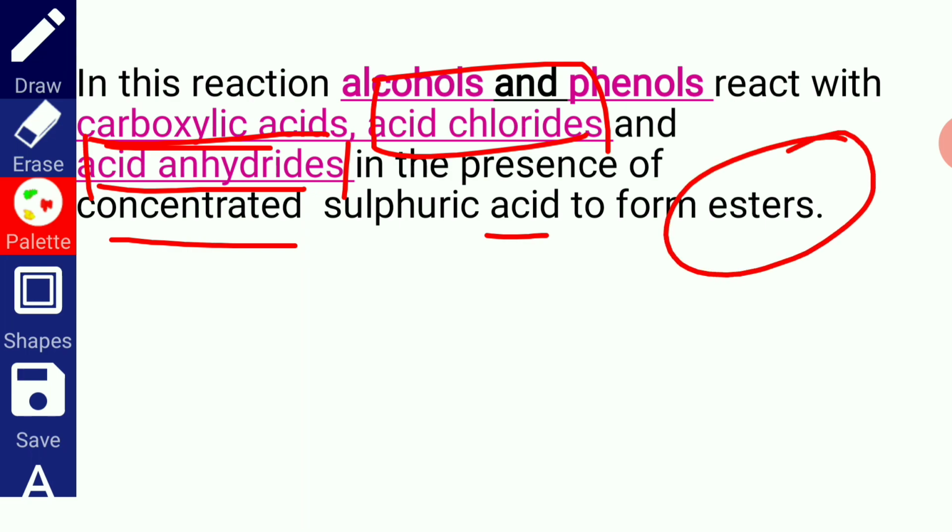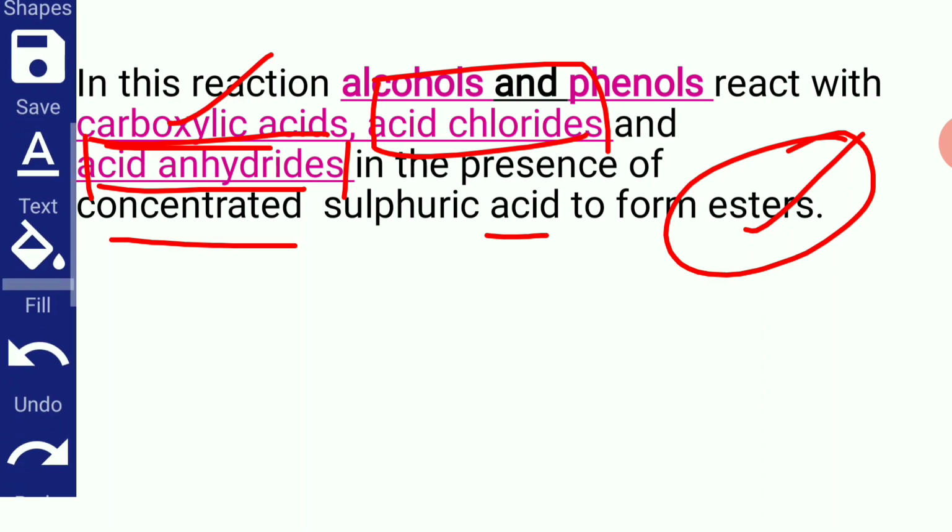I repeat, the organic compounds containing hydroxyl groups like alcohols and phenols, when combined with carboxylic acids or the derivatives of carboxylic acid, in the presence of concentrated acids, they always yield ester.